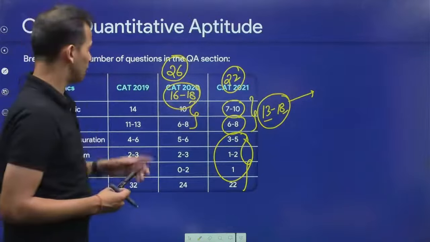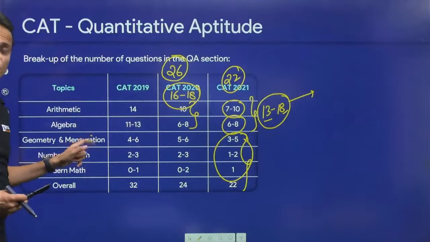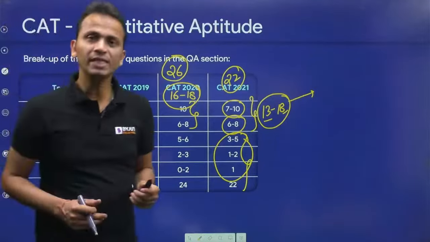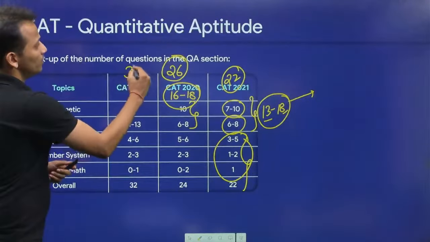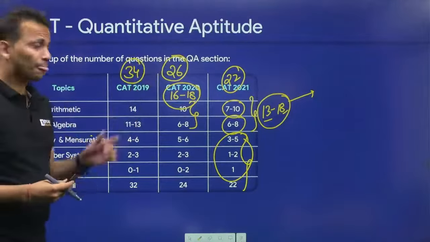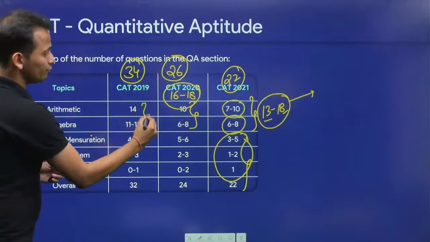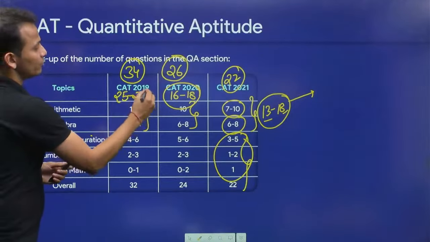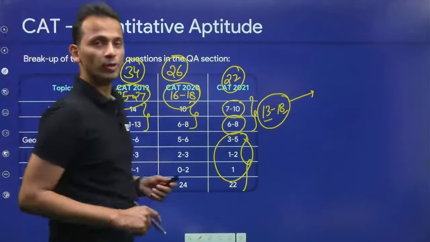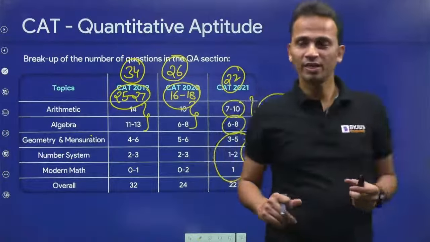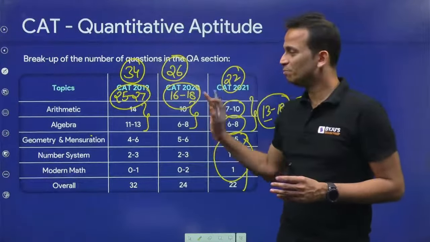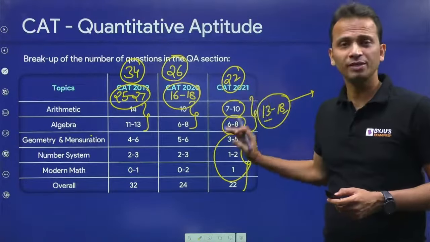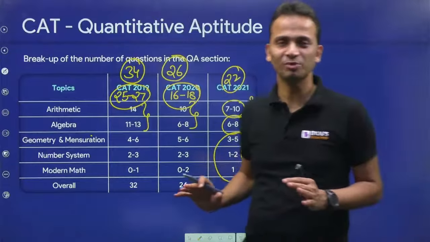16 to 18 questions appeared from these two areas only, arithmetic and algebra, right? Talking about CAT 2019, when there used to be 34 questions in the QA section, out of 34, 25 to 27 questions appeared from these two areas alone. Now you can understand the importance of these two areas, with the number of questions that have appeared from these two areas in the previous year papers of CAT.